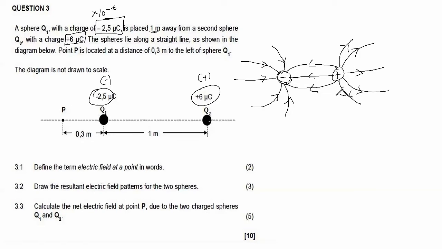So outward for the positive ones and then inward for the negative ones. Now we should make sure they do not cross, right? And then the direction of the field lines is also correct and the shape is correct, right? So 3 marks for that. Then 3.3 says calculate the net electric field at point P due to the two charged spheres Q1 and Q2. So, okay, let's go ahead with that one.